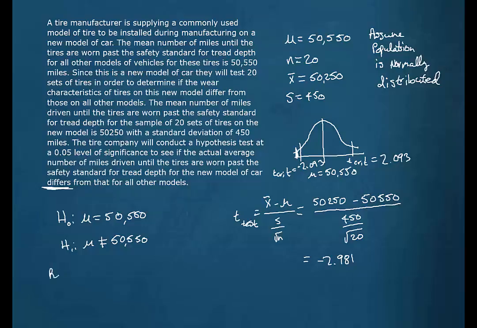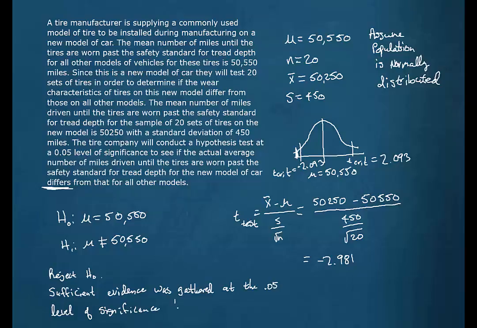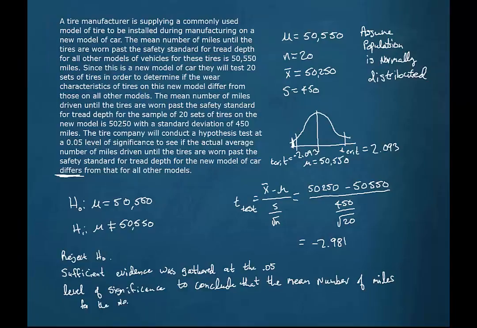So we would reject the null hypothesis. We would say something about this evidence that we found. We could conclude by saying that sufficient evidence was gathered at the 0.05 level of significance to conclude that the mean number of miles for the new model is different from 50,550.